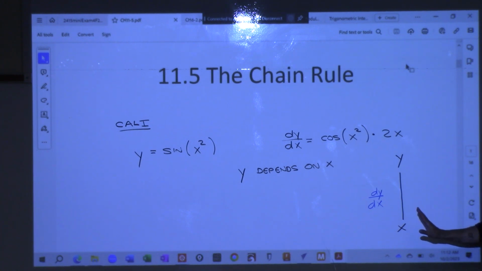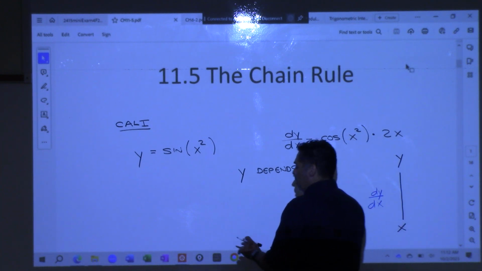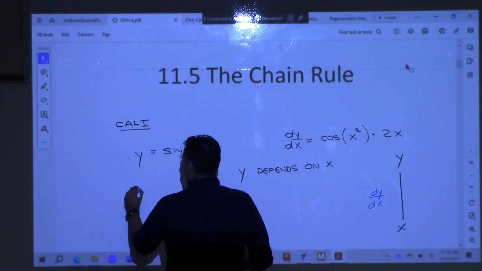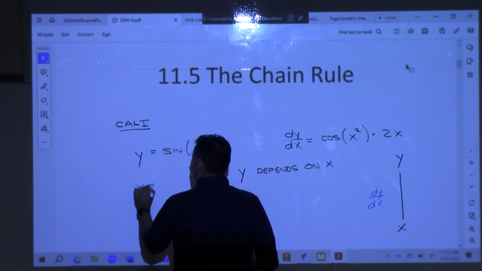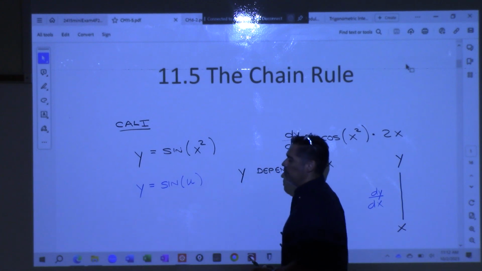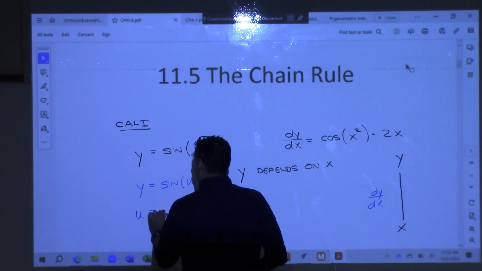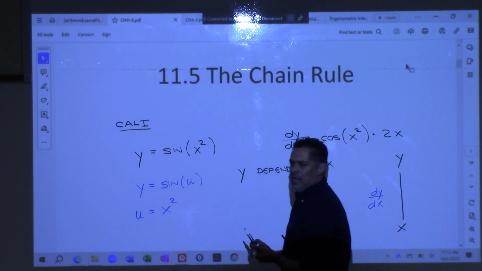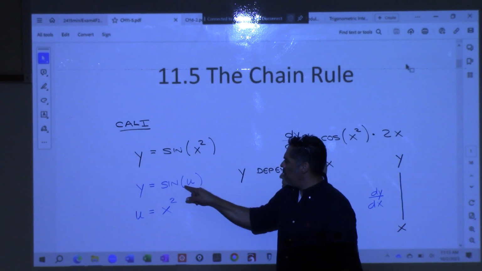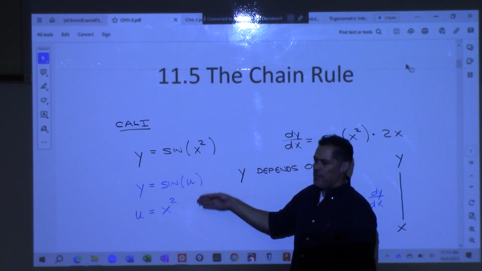Okay, let's continue with the same example. What I'm going to do over here is show us the chain rule a little bit differently. We could say that y here was sine of, let's say, u. And then we could say that u here was x squared. Wouldn't that be the same thing? If I said that y is sine of u, but then I tell you to replace the u with x squared, this would be the same as these two statements.